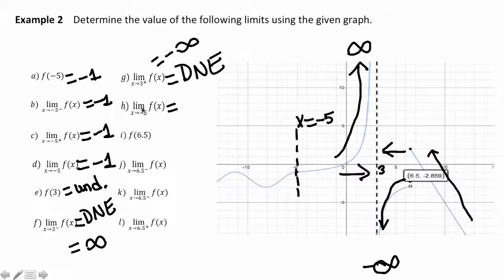Okay, so now this means that since at least one of these does not exist, it's either at least one of them doesn't exist, or they don't agree as to the same value. And that means that this does not exist.